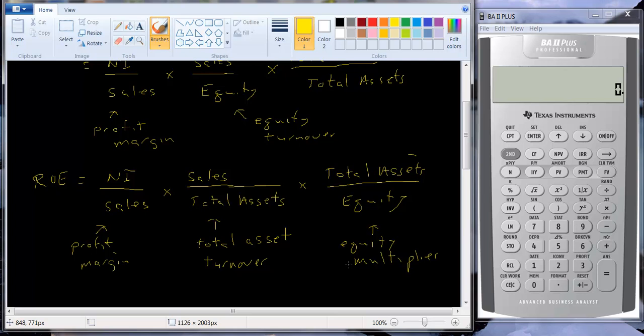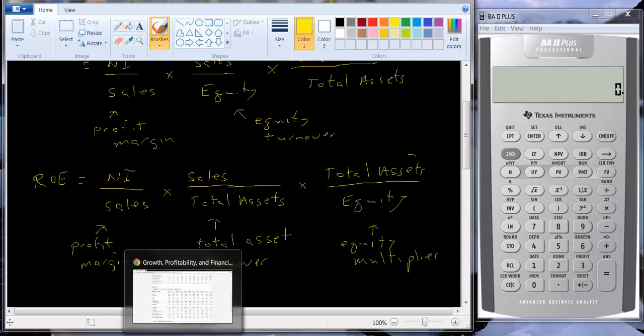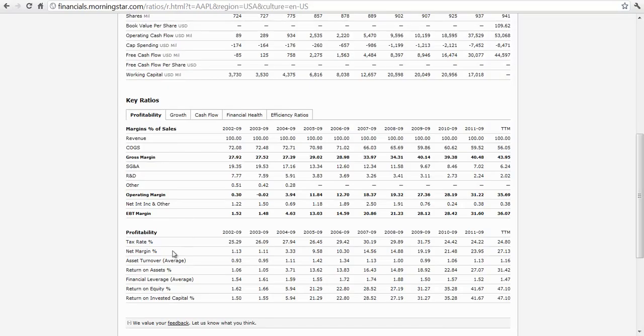So let's go back to our Morningstar numbers, and let's see what we have here. Well, let's look at what's happened to net profit margin. 1.13 in 2002, 1.11, 3.23, 9.58, okay? All the way out to 2011, it's gone up to 23.95. So that's good. Profit margin has improved significantly between 2002 and 2011.